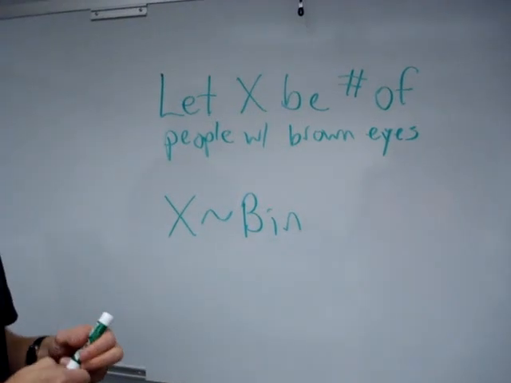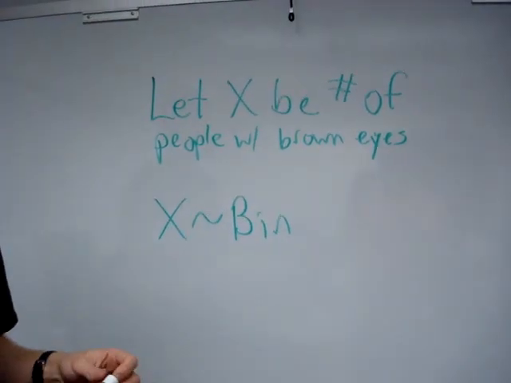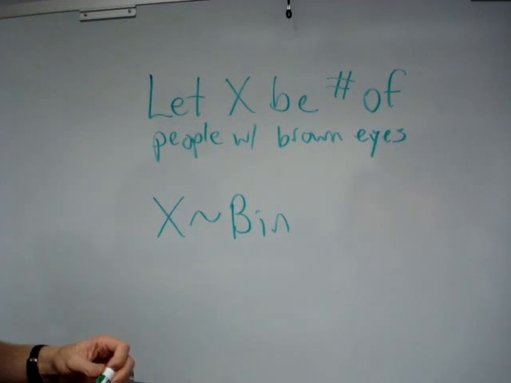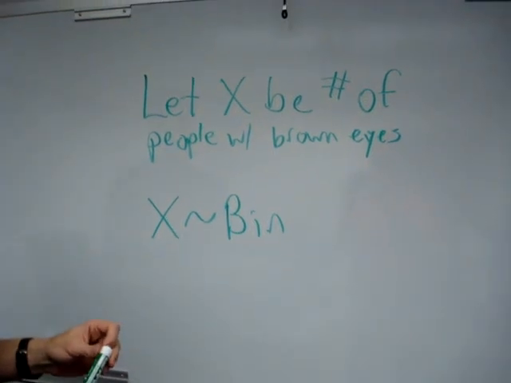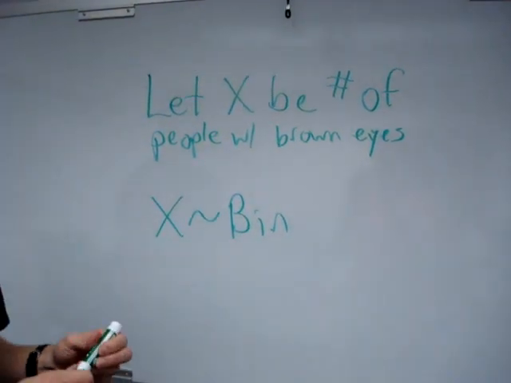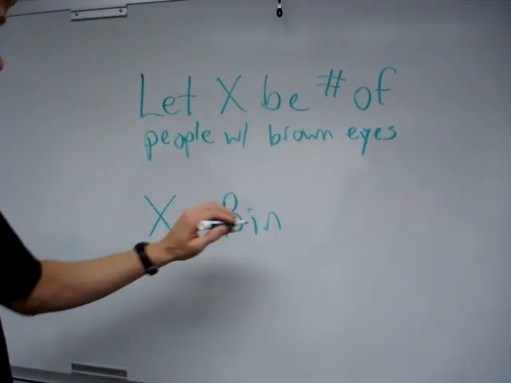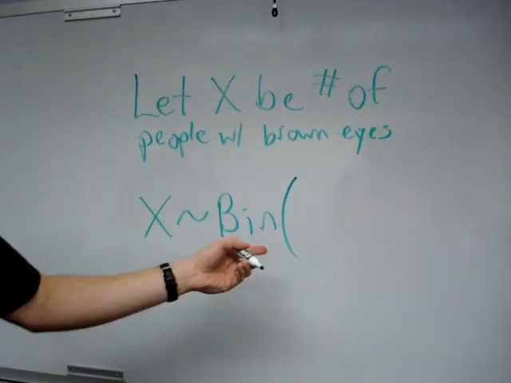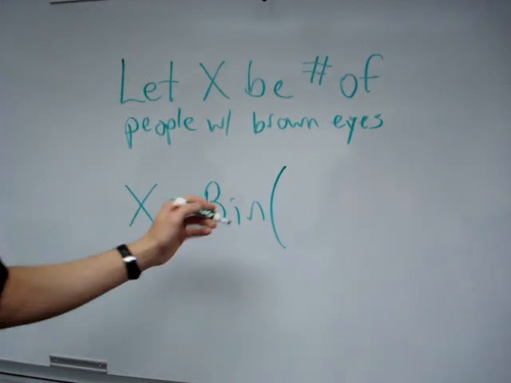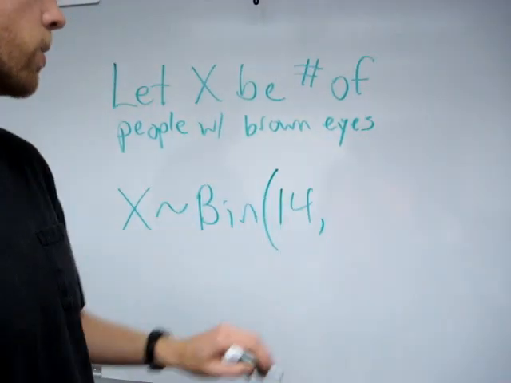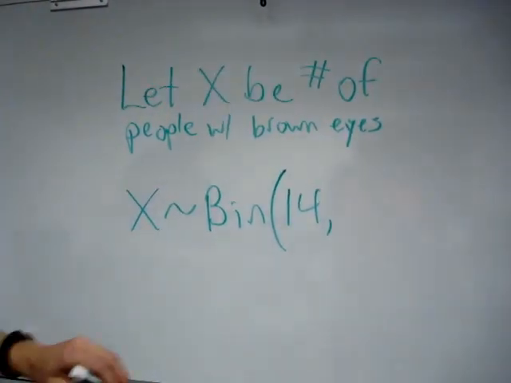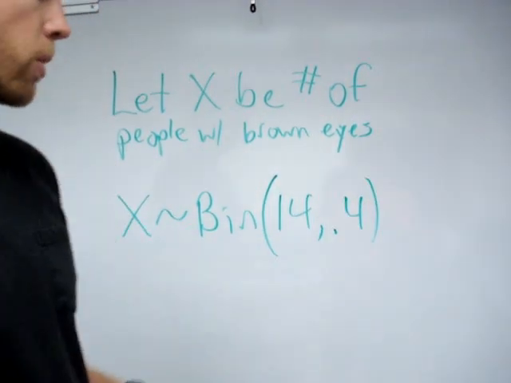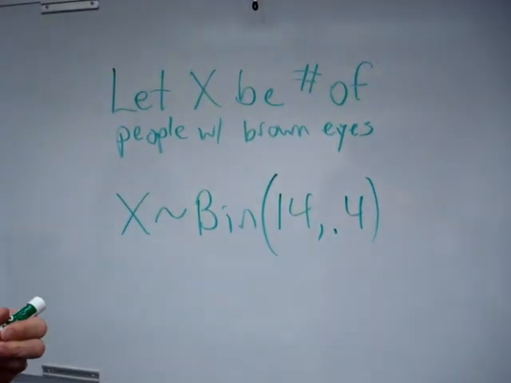The trials are independent, so we're not assuming that these people are twins or something like that, with some sort of genetic dependence. And the probability stays the same for each of the trials. So binomial n comma p. n is 14, we have 14 trials. And p is 0.4. You want to express that as 0.4, not 40.